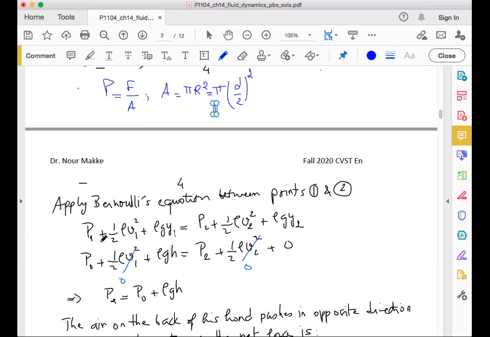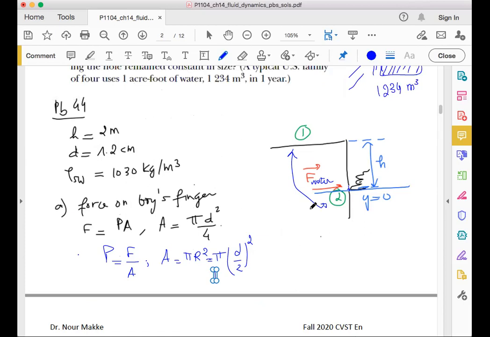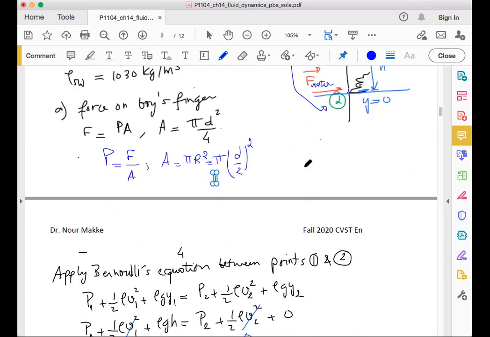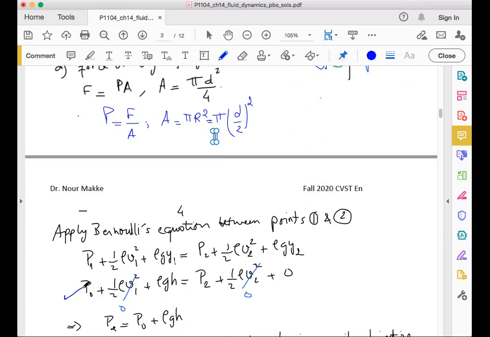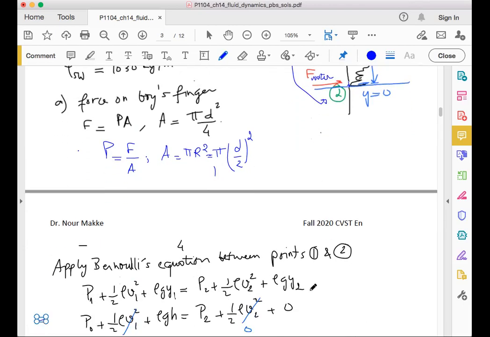So let's take these points 1 and 2 and apply Bernoulli's equation on them. We end up with P1 plus half rho V1 squared plus rho g y1 equals P2 plus half rho V2 squared plus rho g y2. Now, the pressure at the surface at point 1 is nothing else than the atmospheric pressure. Then we have half rho V1 squared, which is equal to 0, for the simple reason that there is no motion of the fluid, in the sense that the hole is still plugged.